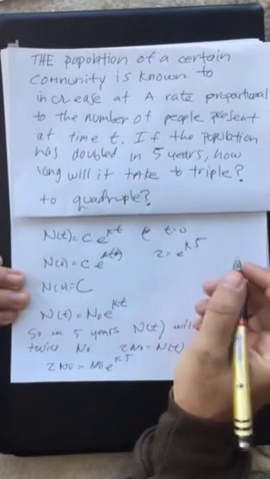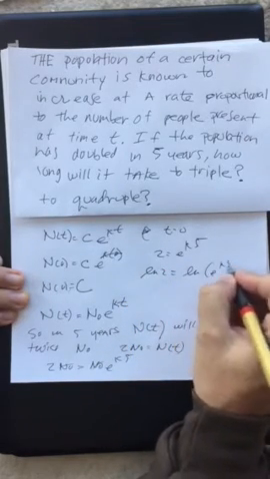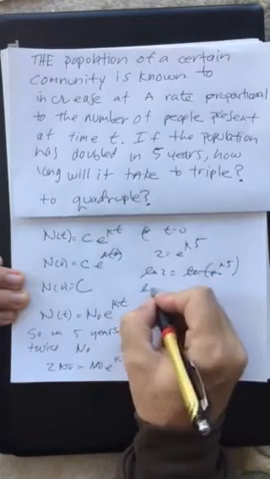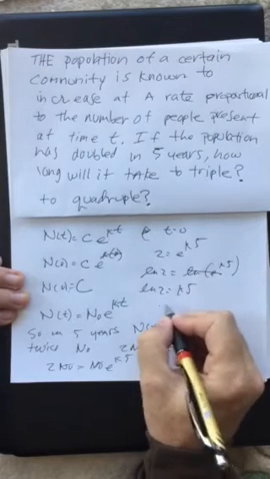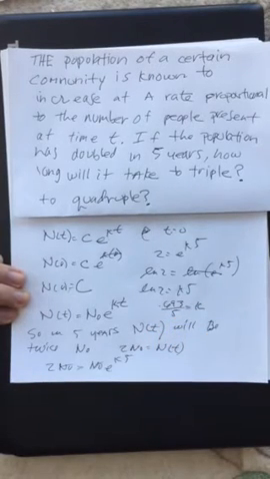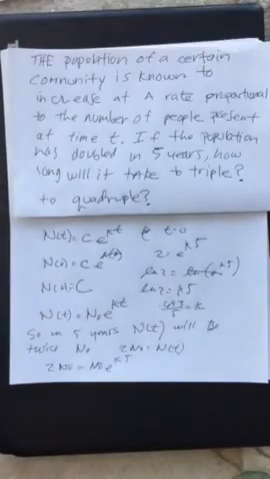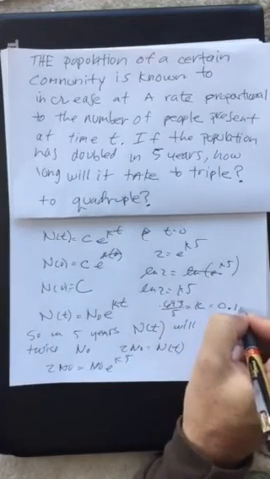Now let's take the log. Log 2 equals log e to the k5, and that just goes away. So log 2 equals k5. Log 2 is like 0.693, over 5 equals k. Let's calculate that. 0.693 divided by 5 equals 0.139.